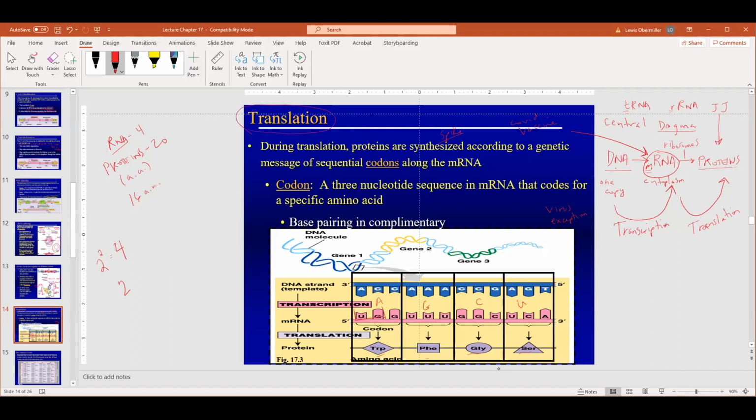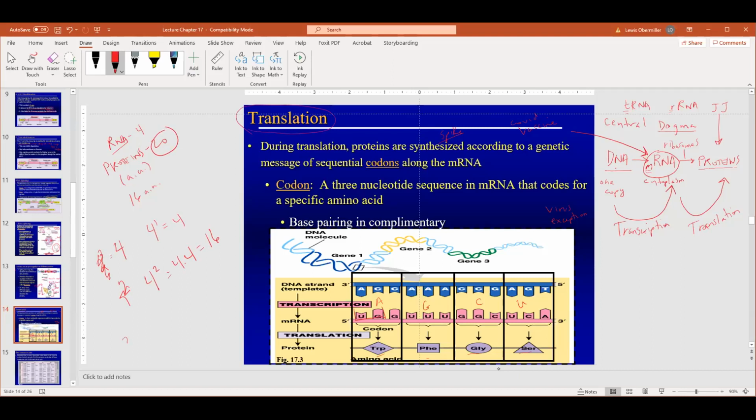Or 4 possible outcomes, sorry. 4 to the first, because there's 4 possibilities. 4 to the second would be 4 times 4, which would be 16 possibilities. But we still have 20, so that's not enough.